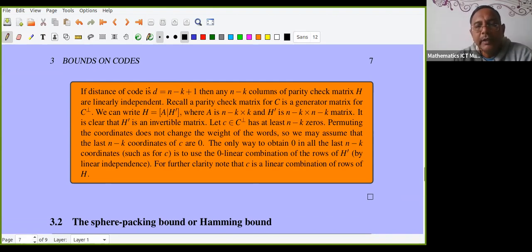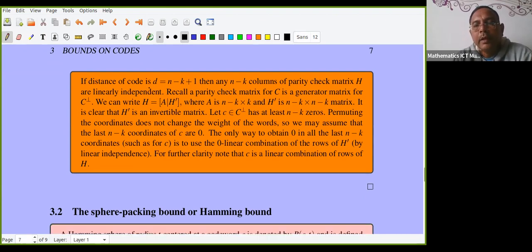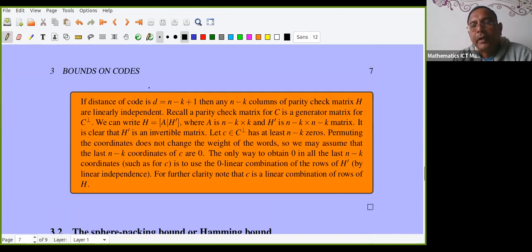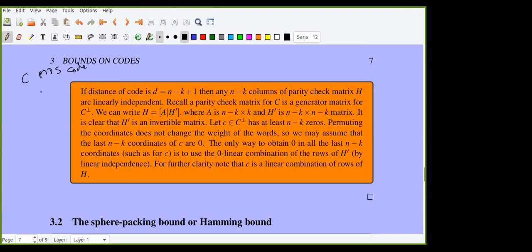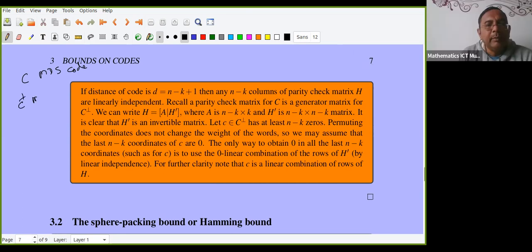It is clear that H dash is an invertible matrix because it is n minus k cross n minus k. Now let a codeword c in C perp have at least n minus k zeros, right? What do we need to prove? Can you recall what my claim is? We are given that C is an MDS code. Our claim is to show that C perp is also an MDS code.